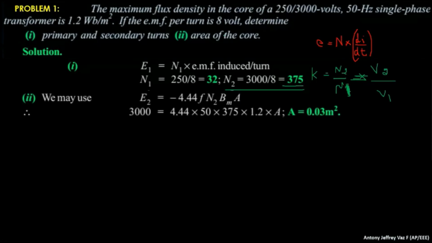Next, you need to find the area of the core. To find it, you have the EMF equation formula, where E is equal to 4.44 F N2 Bm A. So this A is the area of the core. Cross multiply the equation and find A is equal to E2 divided by 4.44 F N2 Bm. Here F is 50 Hertz, N2 is 375, and Bm is 1.2 Webers per meter square. So substitute all the given values and you find the area is 0.03 meter square.